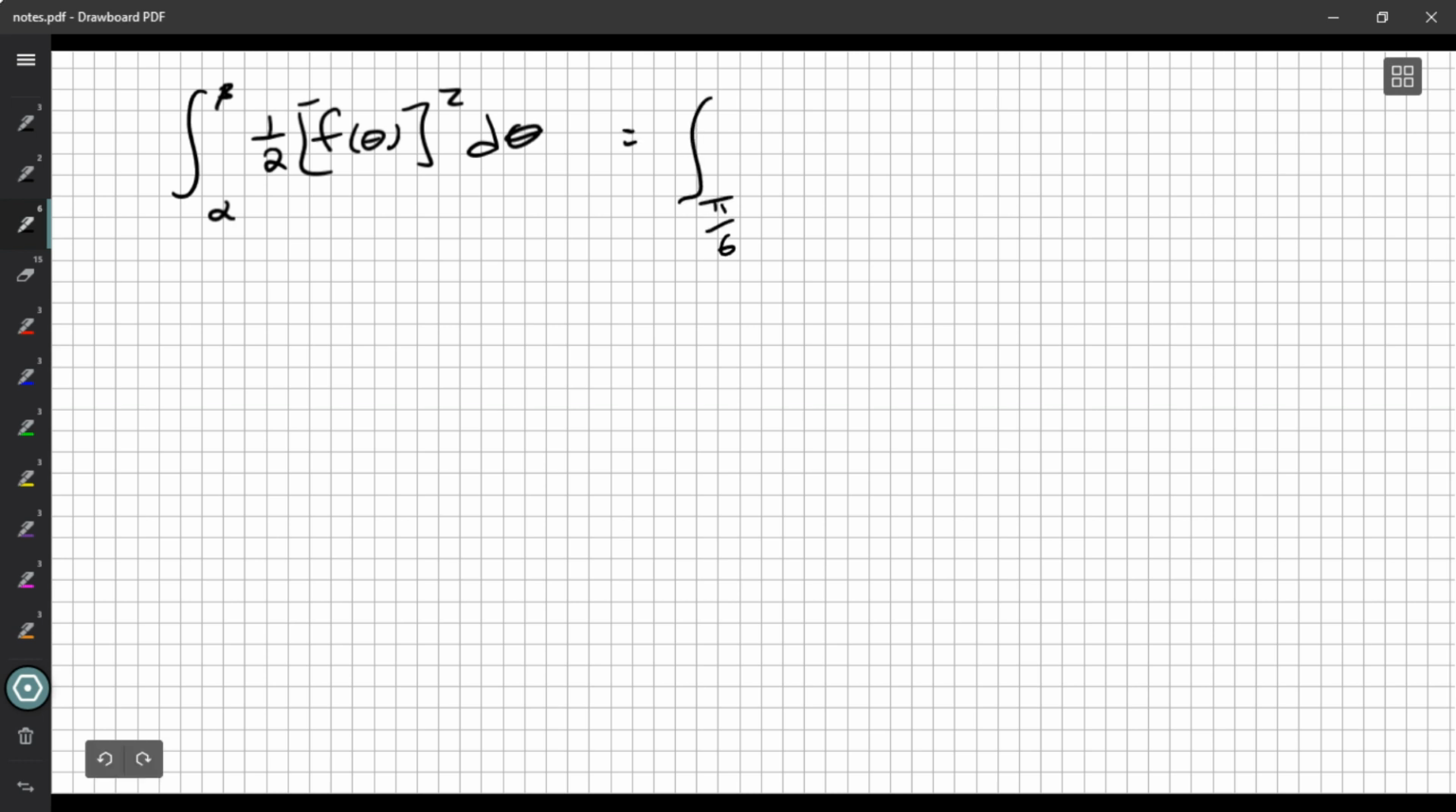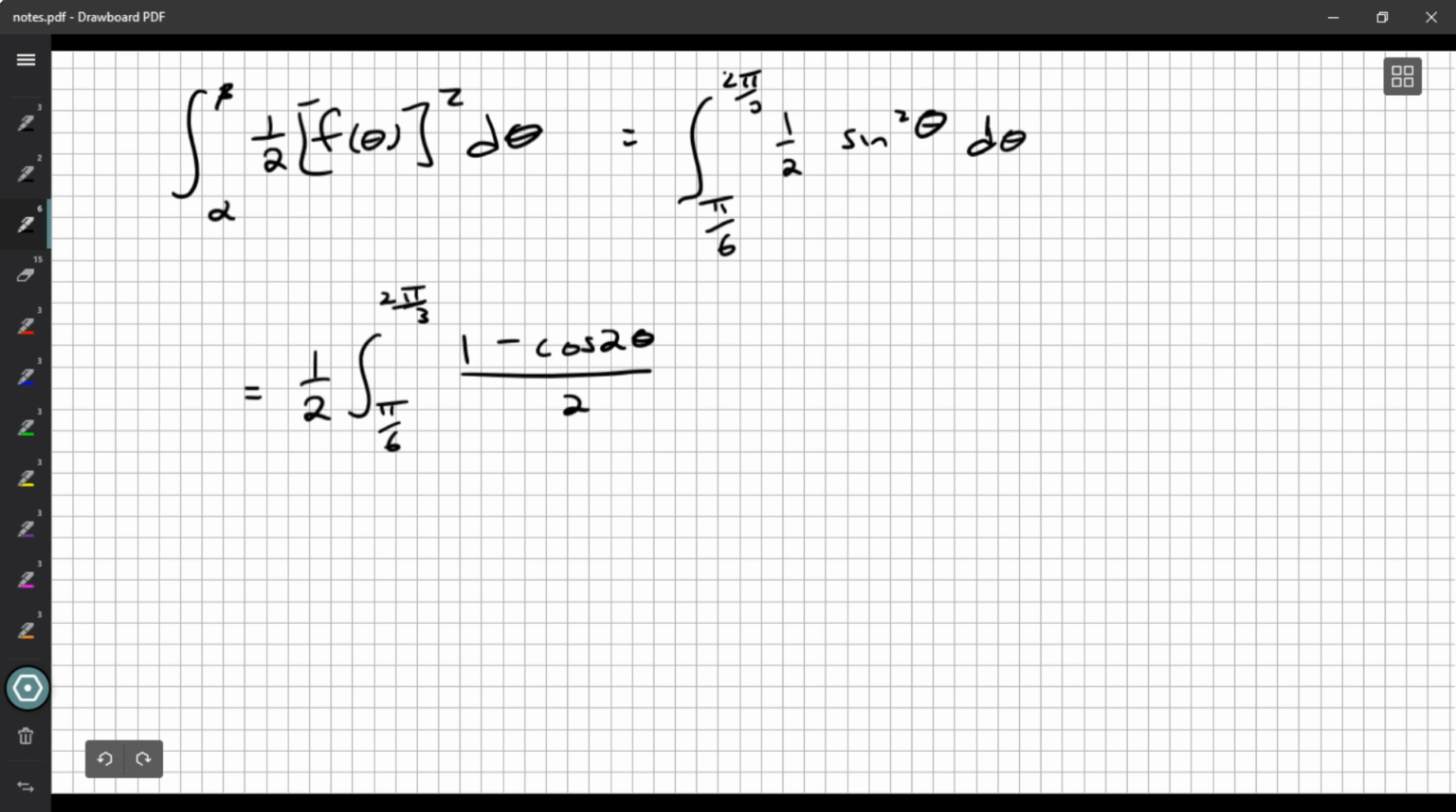So we're going from pi by 6 to 2 pi by 3, 1/2, and it's sine theta, so we're just going to integrate sine squared theta. Okay. Now, how do we integrate even powers of sine? Well, we need to change our sine squared into a nicer expression. So we use some trig identities.